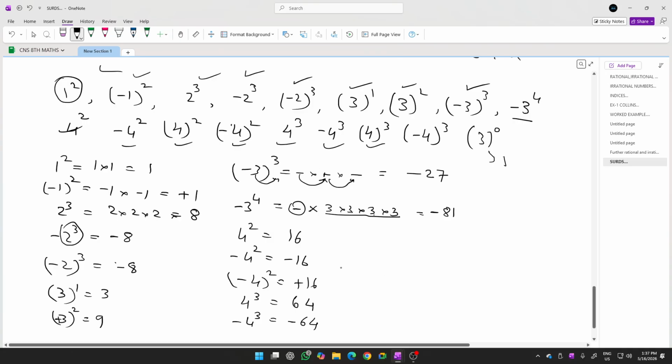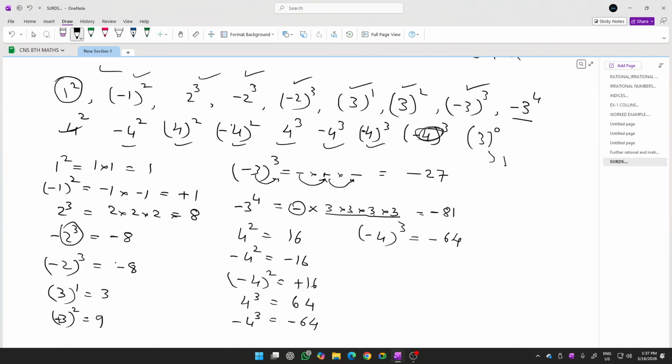Okay, then this is 4 cube. 4 cube is already done, no? Yeah, so let it be minus 4 cube. Okay, so minus 4 whole cube. It will be that as minus 4 whole cube. So minus I am going to multiply 3 times. So it is going to become minus into minus into minus, that is minus. And 4 I will multiply 3 times, so it will be 64. So answer will be minus 64. Okay.